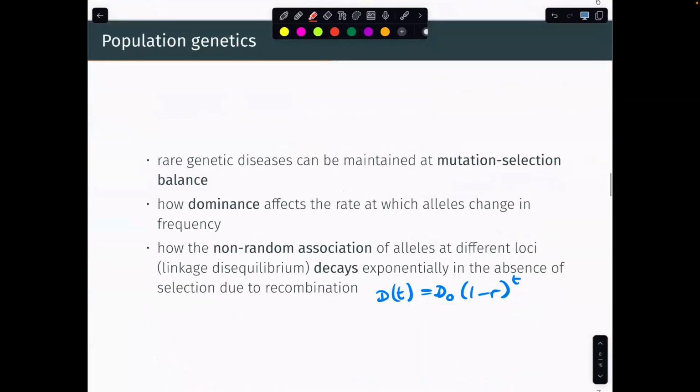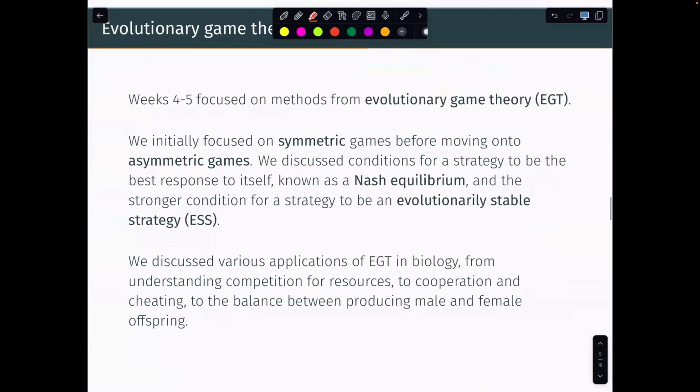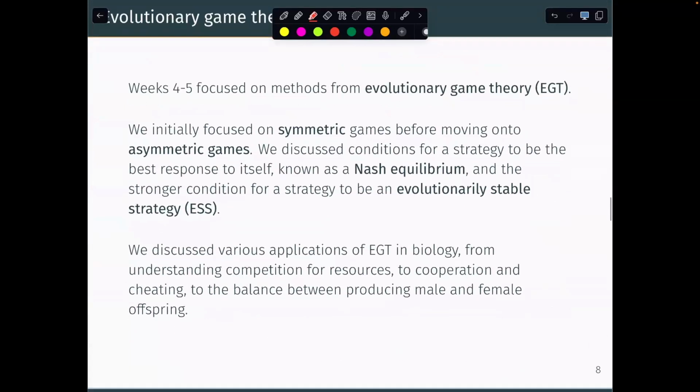Okay, let's move on to evolutionary game theory. In weeks 4 and 5, we focused on evolutionary game theory. We looked at some different types of games. We talked about symmetric and asymmetric games, and about steady states. We talked a lot about Nash equilibria and a stronger condition called evolutionary stable strategies. And we discussed a few different applications, for example, understanding competition for resources, cheating versus cooperation. We talked about balance as well between, say, producing male and female gametes.